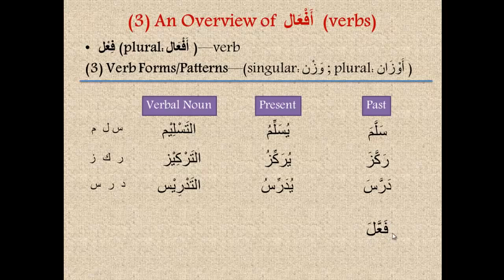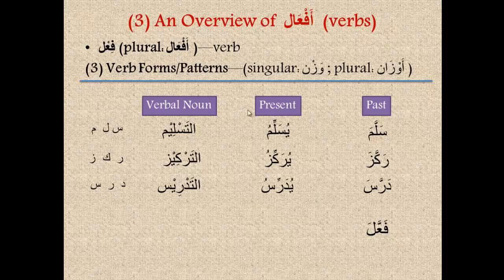They can be replaced by any set of root letters. So if we replace the fa, the ayn, and lam by sin, lam, and mim respectively, we get the verb sallama. And we can do the same for rakkaza and darrasa. So all 3 verbs fit again onto this form, onto this pattern, fa'ala.